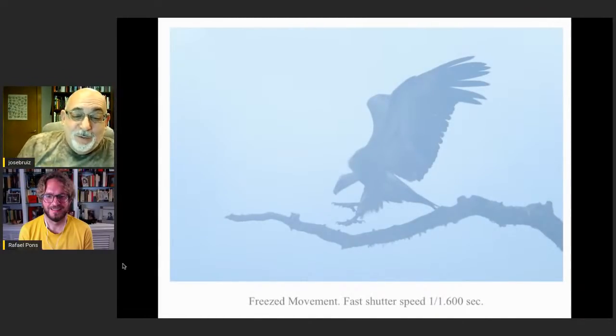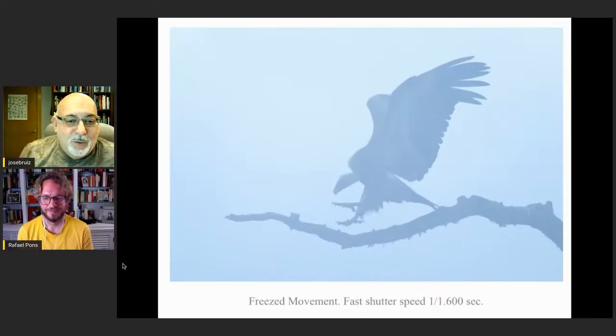But sometimes we don't want this blur, and we want to stop this action. And then we need a fast shutter speed, 1/8000th or 1/1600, like this one.